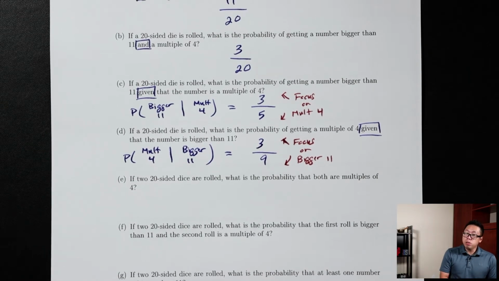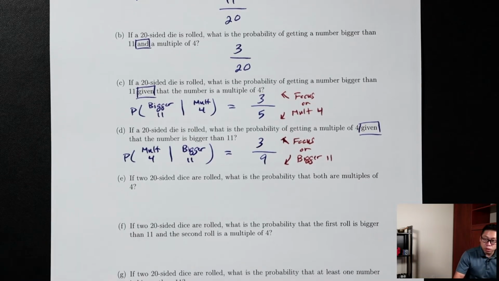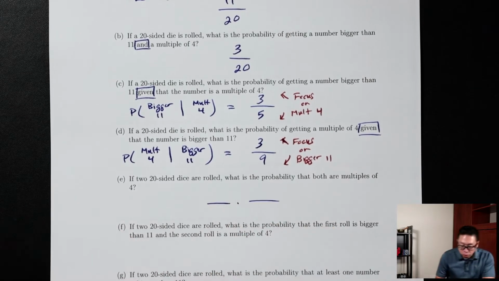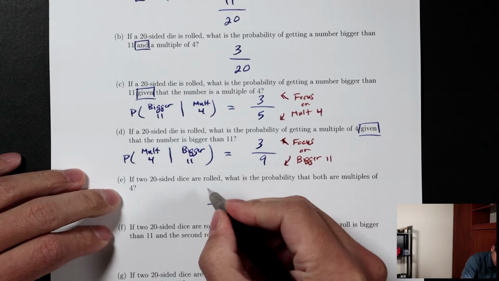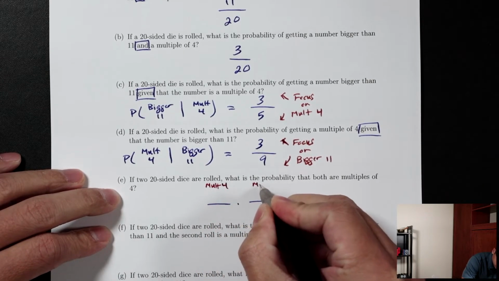Part E, if two 20-sided dice are rolled, what's the probability that both are multiples of 4? Okay, so we're talking about 2 dice now. I'll need 2 fractions. And both of them I want to be multiples of 4. So multiple of 4 and multiple of 4.